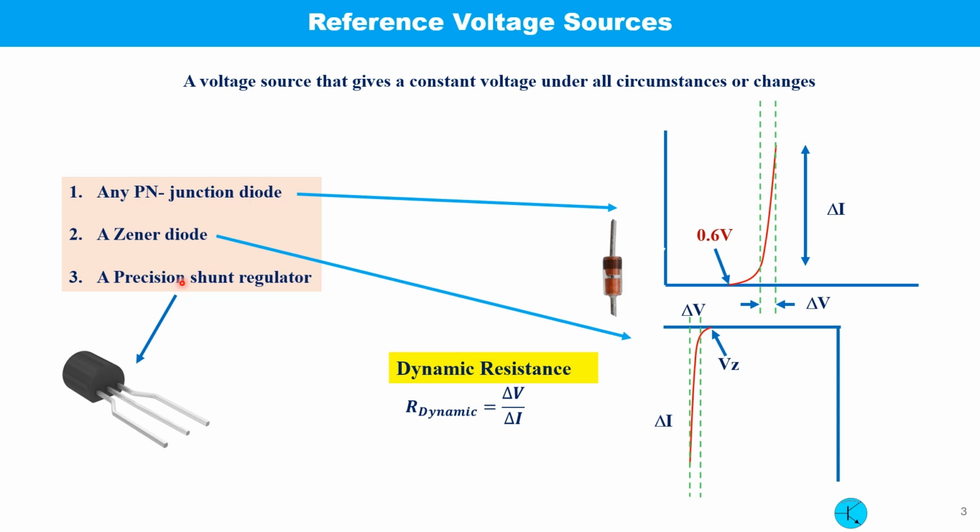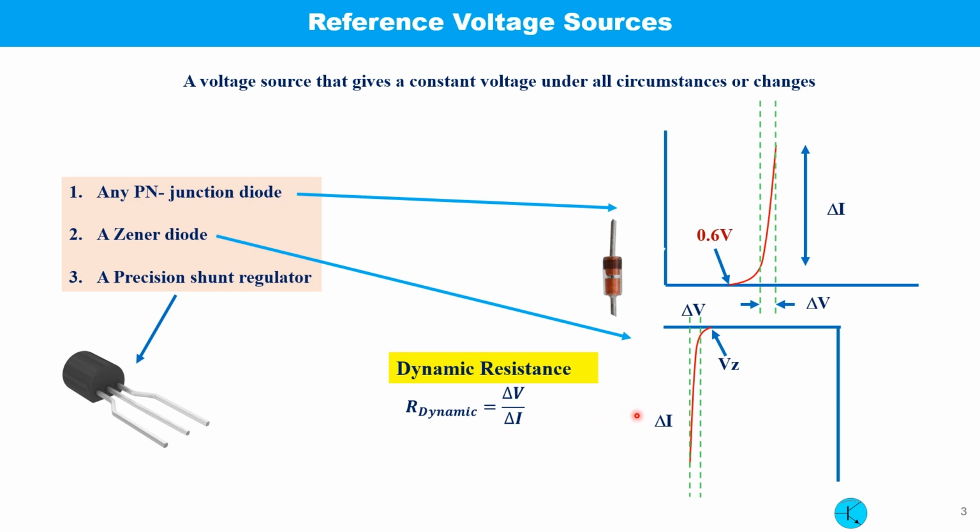There are several sources of reference voltage that we can consider. Any p-n junction diode, a Zener diode, and a precision shunt regulator. The last one is most widely used nowadays. For a p-n junction diode, it is forward biased. Voltage across it will be around 0.6 volt, but it will vary a little with current. The term dynamic resistance comes in at this point, which is the ratio of change in voltage to the change in current beyond 0.6 volt. This value we want as little as possible.